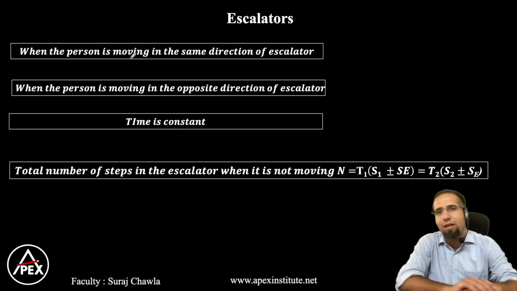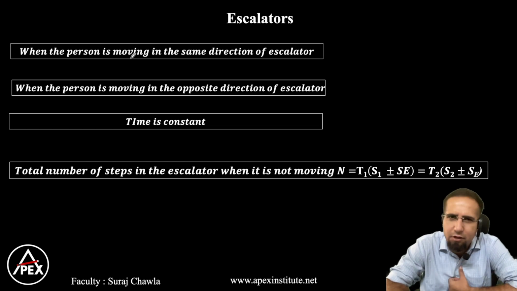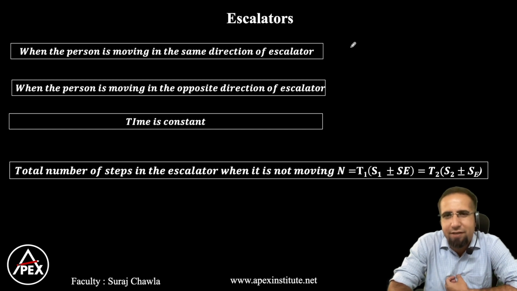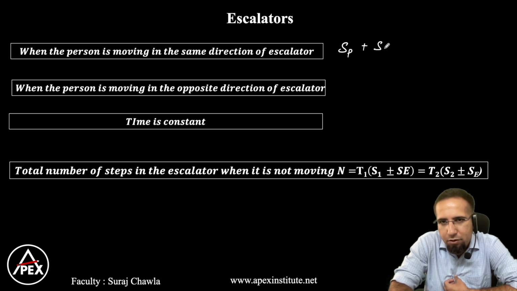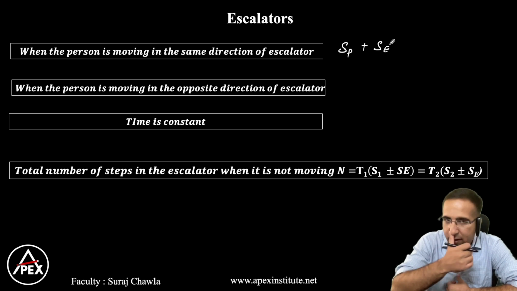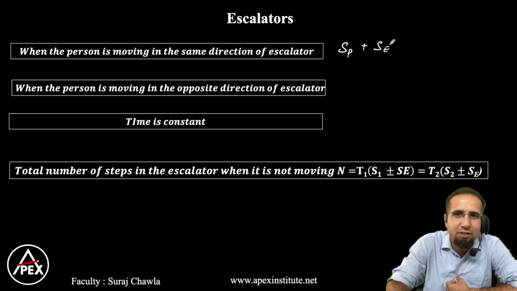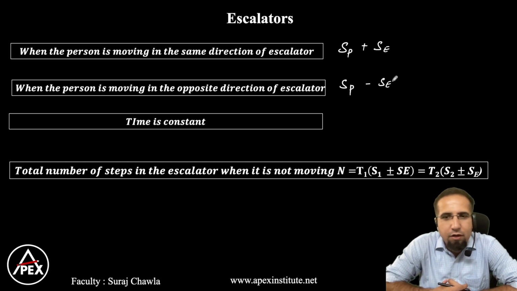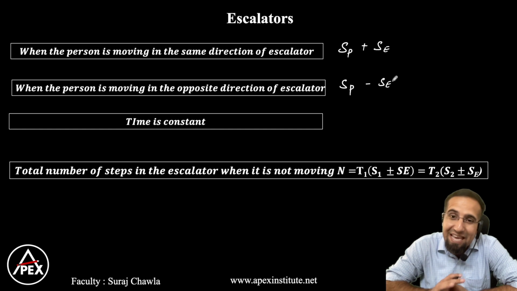Right? Now the next model is a very important model which is called escalators. When a person is moving in the same direction as the escalator, then the speed becomes speed of the person plus speed of the escalator. This is more like the boats and streams kind of question. When the person is moving in the opposite direction of the escalator, then this becomes speed of the person minus speed of the escalator. Right? Now time is constant, which means the time for which both the bodies, that is the person and the escalator, are moving is always the same.